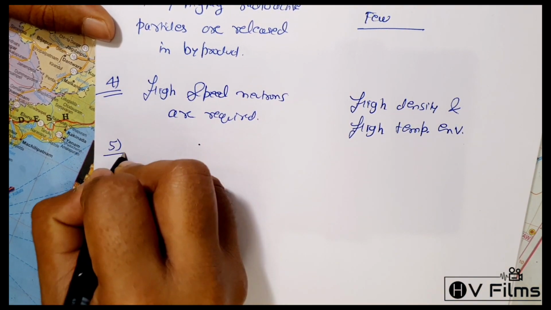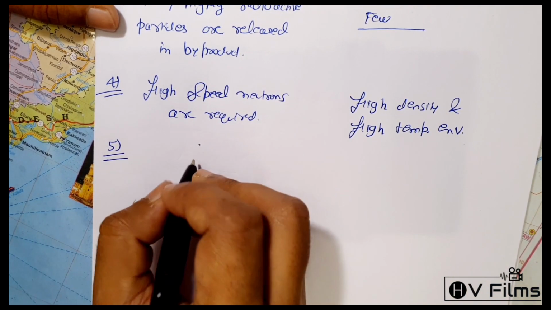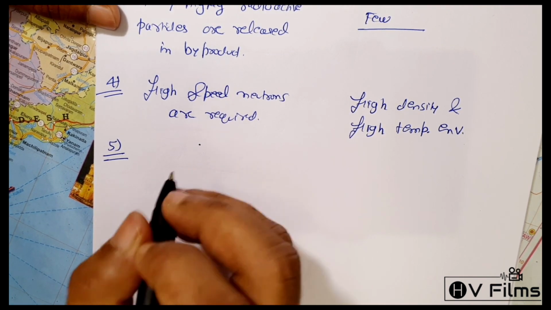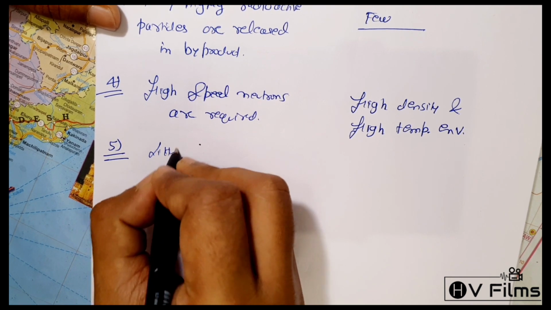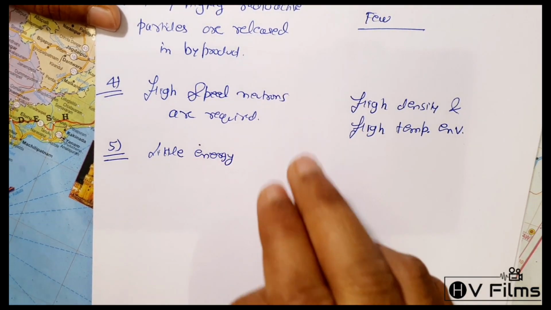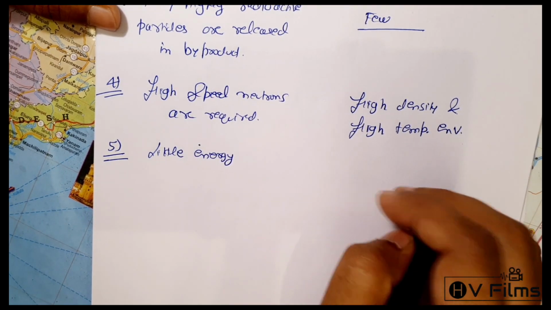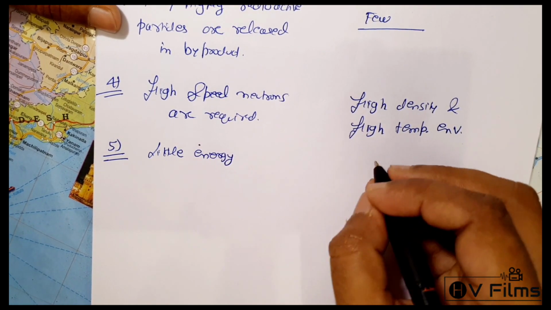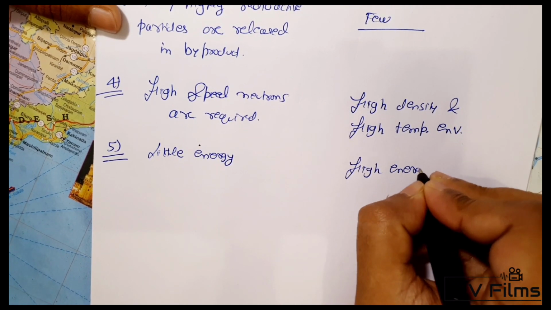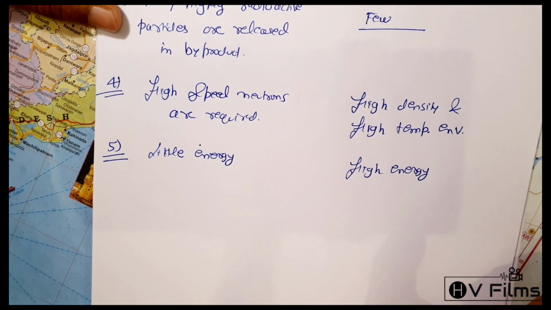The next point is about the energy requirement. Nuclear fission requires only a little energy to split an atom in a fission reaction. But in nuclear fusion, it requires very high energy to bring two or more protons close enough that the nuclear forces overcome their electrostatic repulsion. For that, very high energy is required.